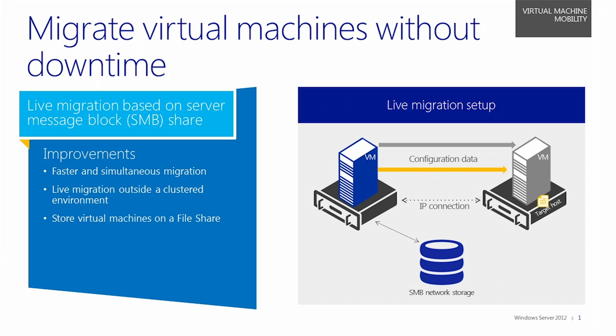So what we do first is we move the configuration data, and this is that pointer you were talking about a few minutes ago. We move the memory content and the configuration data over to the other node, and we have no interruption to the service while that's going on.